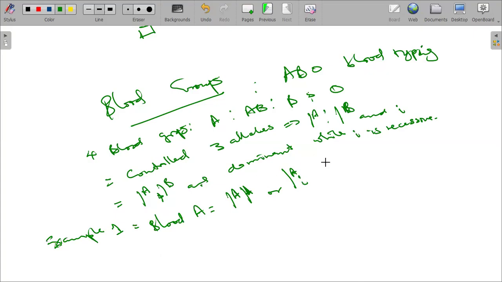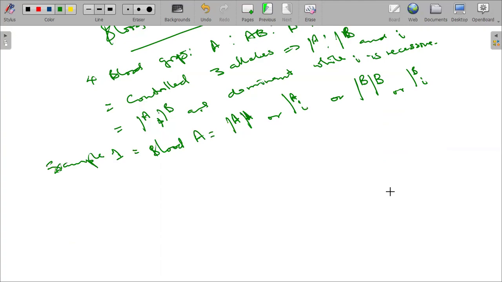The same applies also to B. We can have BB, or it can be B and I, whereby we are saying this B is dominant and this A also is dominant. Hence we can have blood type B or A. So understand in this case that alleles A and B are codominant.